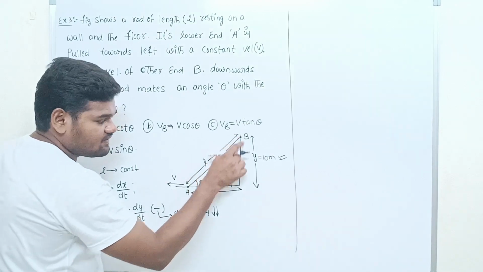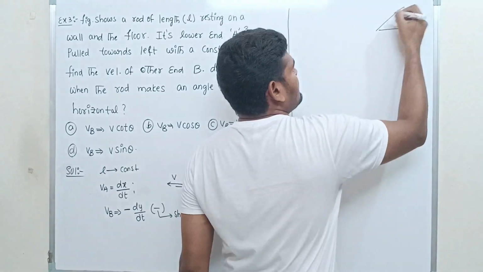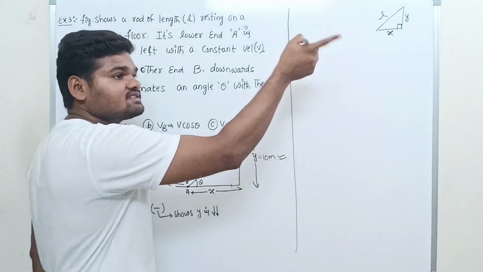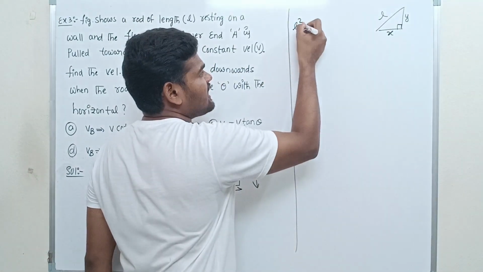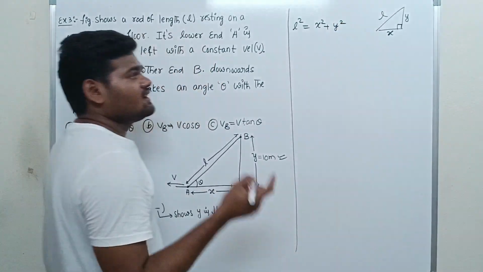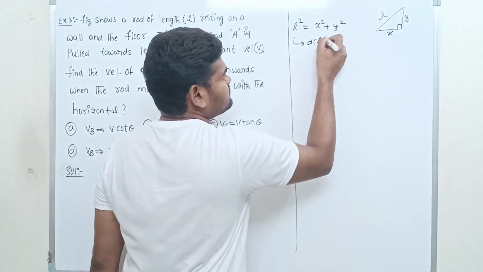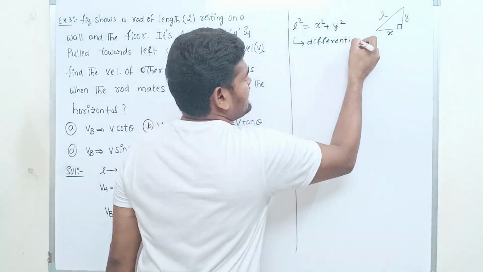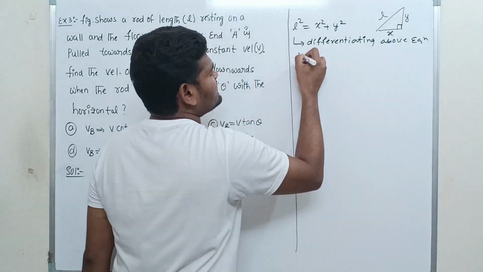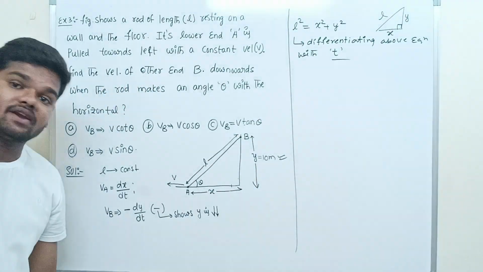If we observe the diagram carefully, have a look. One right angle triangle is formed, with sides L, y, x, and this is 90 degrees. From this we can write hypotenuse square is equal to side 1 square plus side 2 square. I'm just differentiating this equation with respect to time.